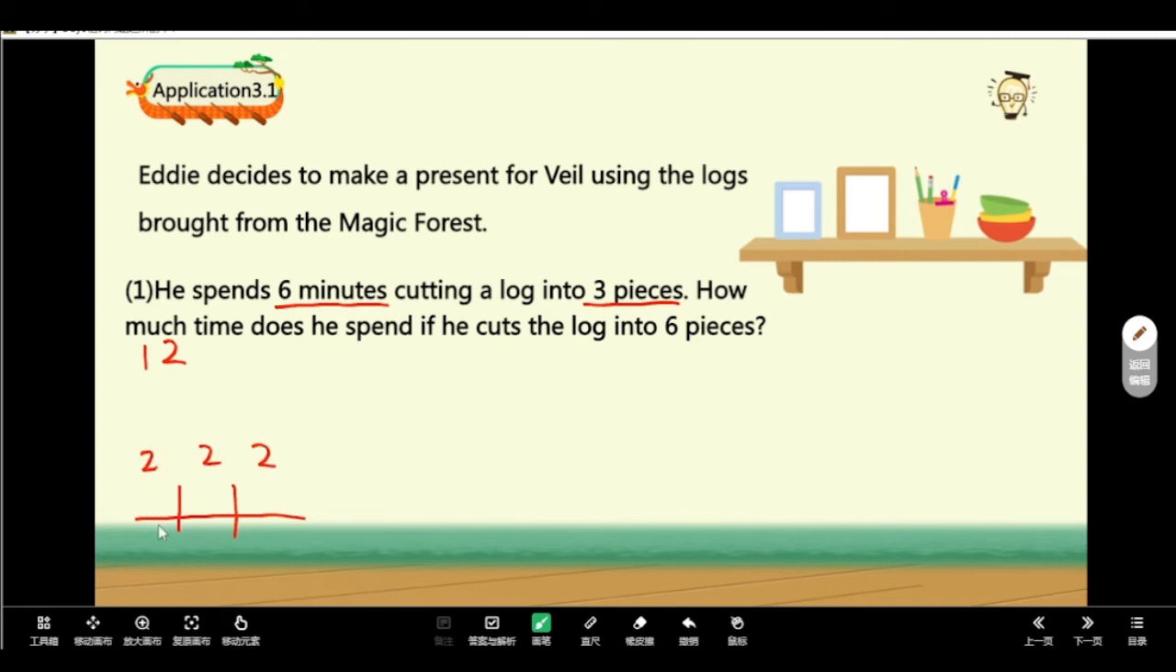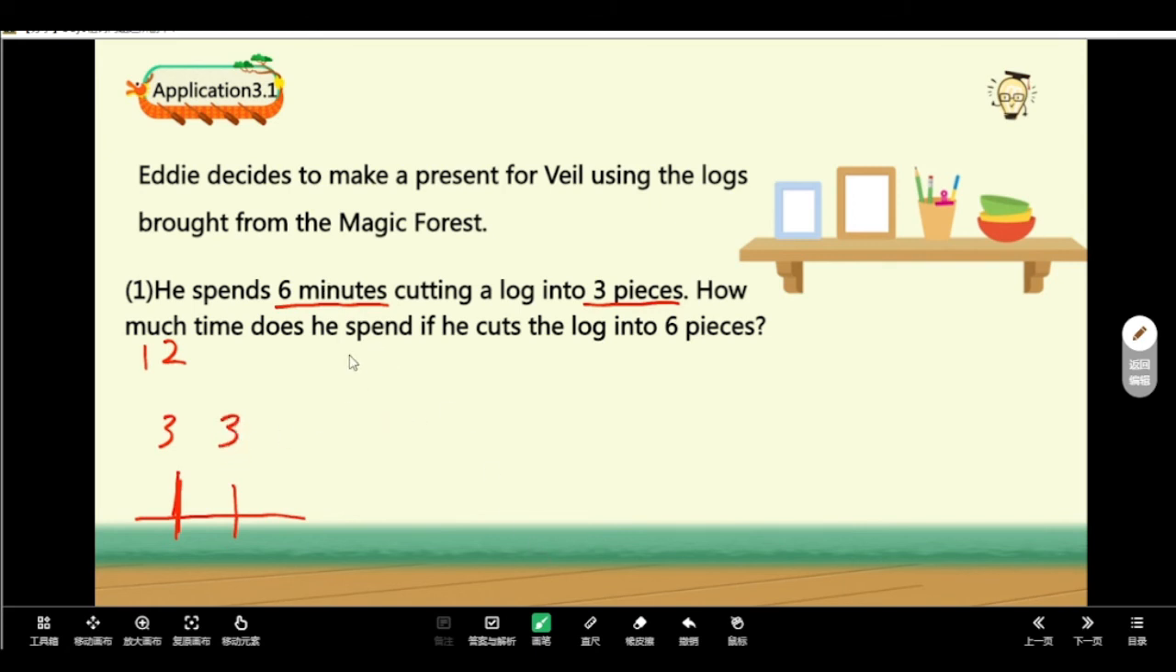No. You think, where does your time go to? Where do you use your time on? You use your time on cutting the log, right? So you cannot divide 6 by 3. This is incorrect. You should divide 6 by 2 because there are only 2 cuts. So this will be 3 and this will be 3.